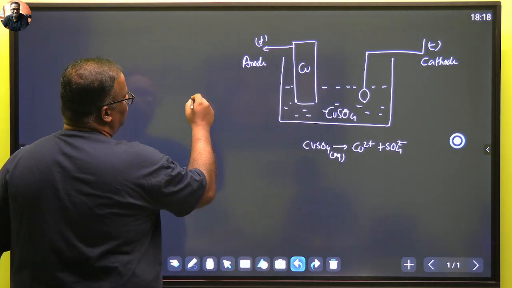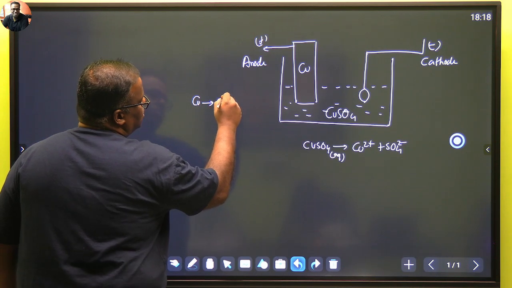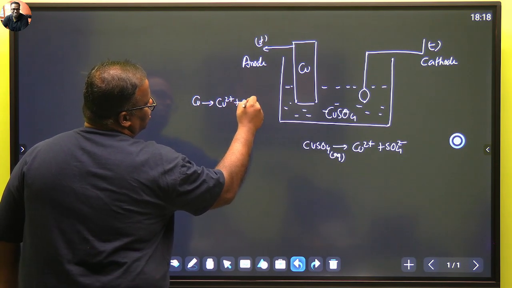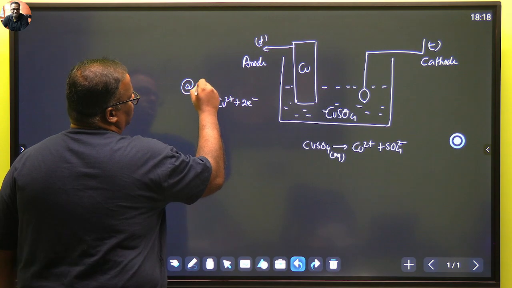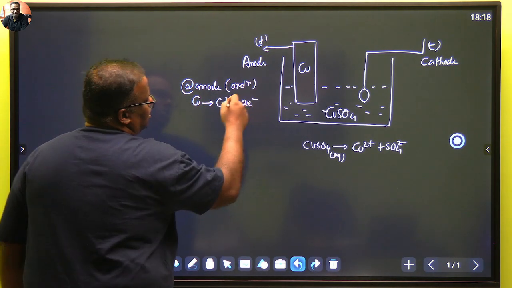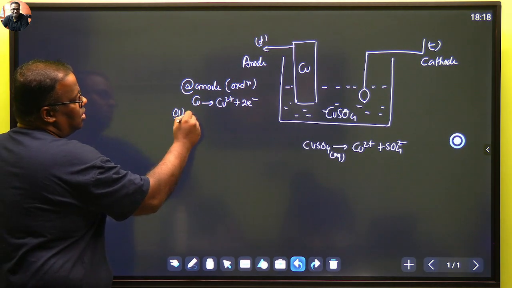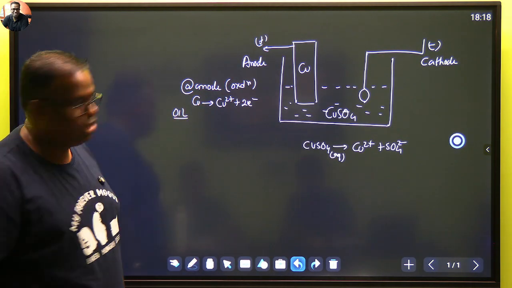So at anode, always oxidation happens. So Cu becomes Cu2+ and loses 2 electrons. This is at anode. मजेदार चीज है, हाँ. This is oxidation. Oxidation is OIL, loss of electrons. ये create हो गया Cu2+.